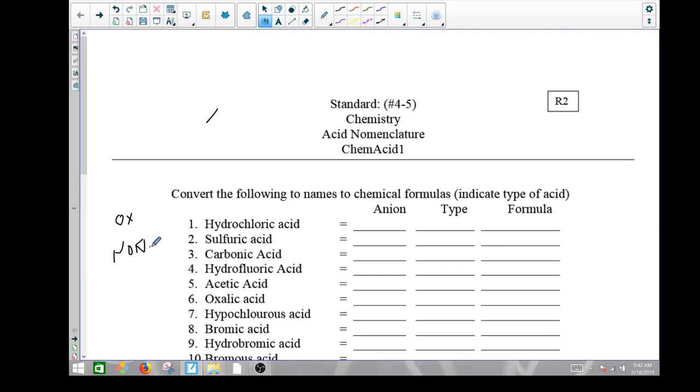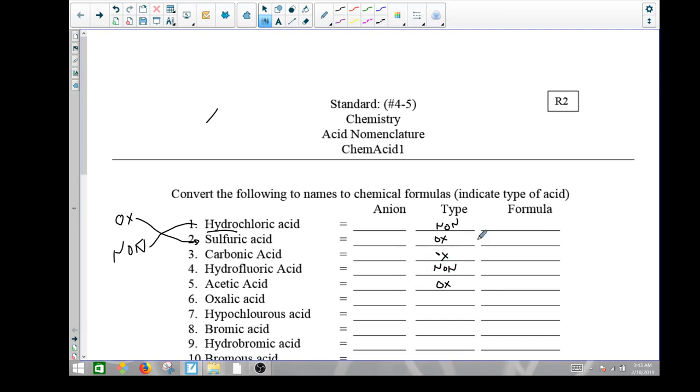Non-oxyacids start with hydro. That's a very big discriminating factor right there. Oxyacids do not have a hydro. So, type: this is a non-oxyacid. This is an oxyacid. This is an oxyacid. This is a non-oxyacid. And this is an oxyacid. I'm just going to do the first five, and then you can keep moving on your own. Check your answers with the answer key.